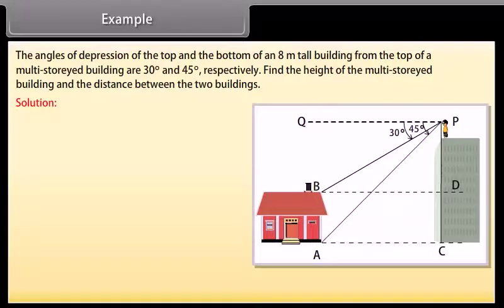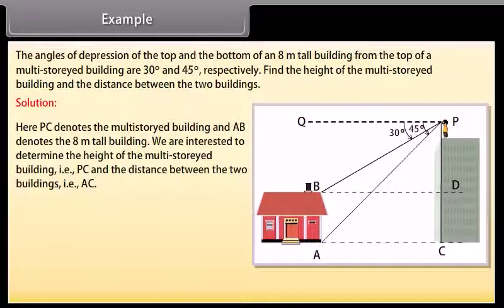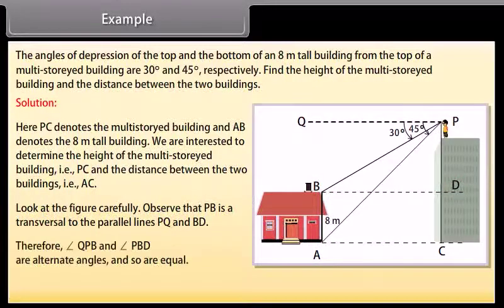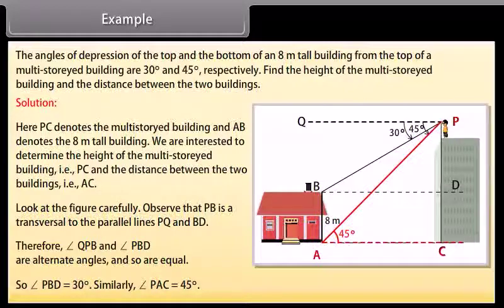Solution. Here PC denotes the multi-storied building and AB denotes the 8-meter tall building. We are interested in determining the height of the multi-storied building, that is PC, and the distance between the two buildings, that is AC. Look at the figure carefully. Observe that PB is a transversal to the parallel lines PQ and BD. Therefore, angle QPB and angle PBD are alternate angles and so are equal. So, angle PBD is equal to 30 degrees. Similarly, angle PAC is equal to 45 degrees.